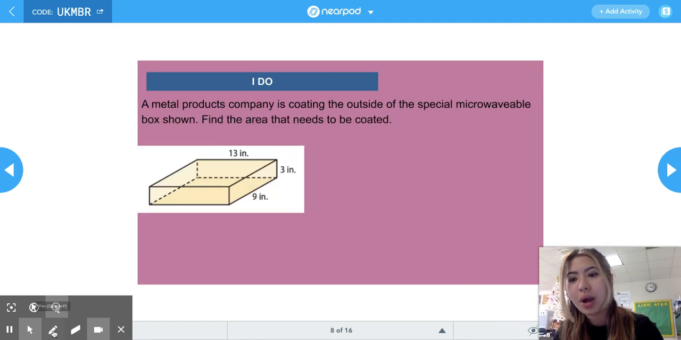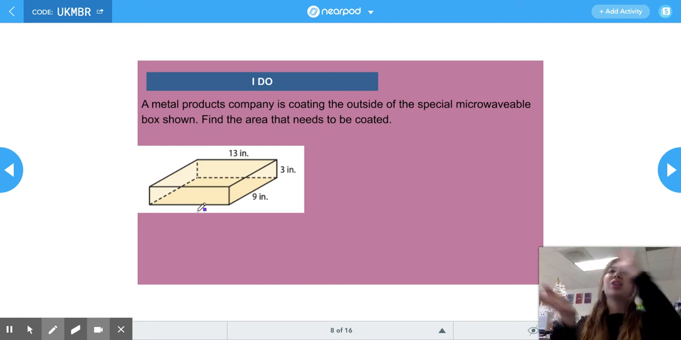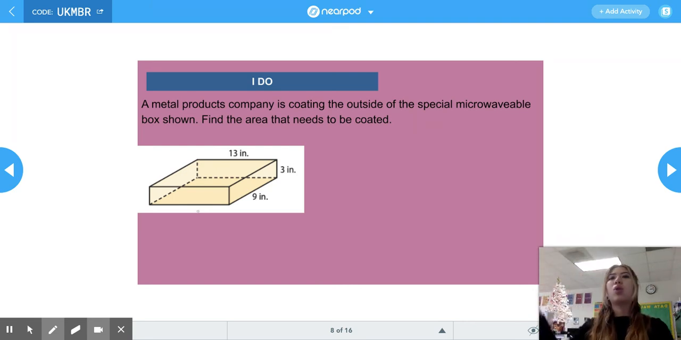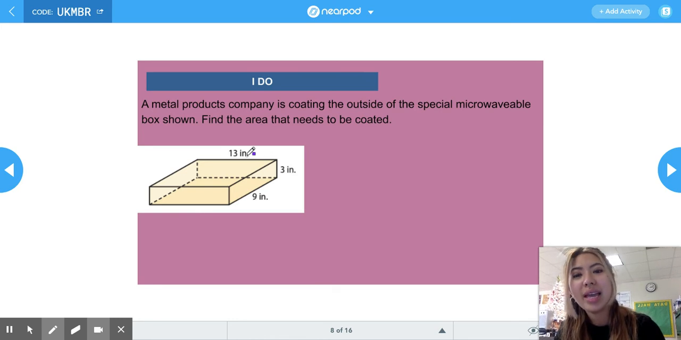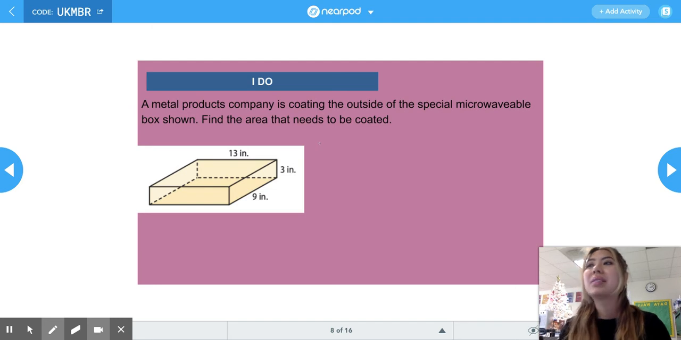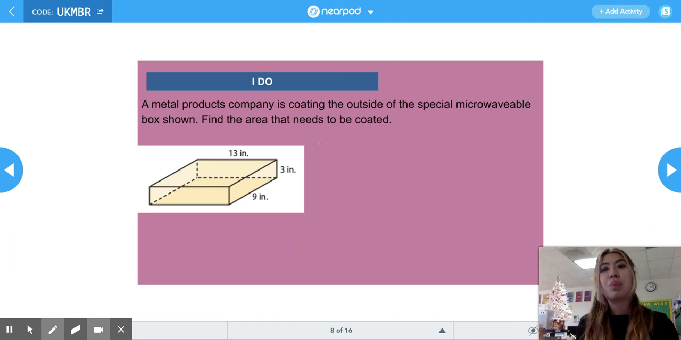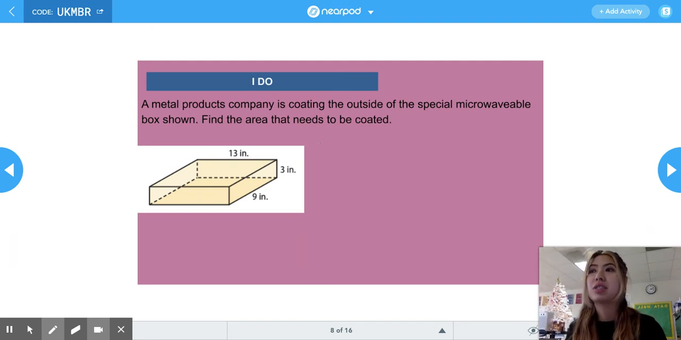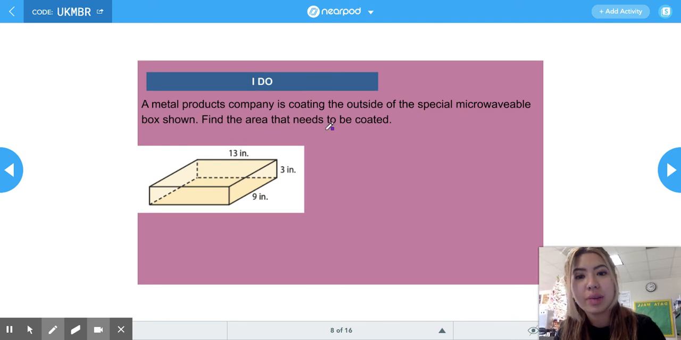The second IGEO problem reads, a metal products company is coating the outside of the special microwavable box shown. Find the area that needs to be coated. So if everything needs to be coated, since it's the whole outside of this rectangular prism, then I know that I have to find the total surface area. But since the lateral surface area is part of the total surface area, I'm going to start by finding the lateral surface area.